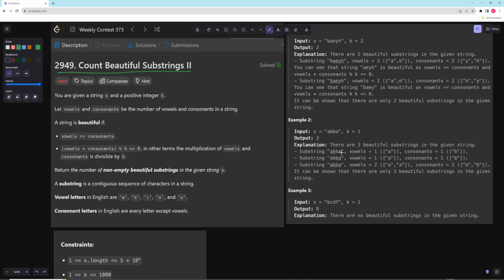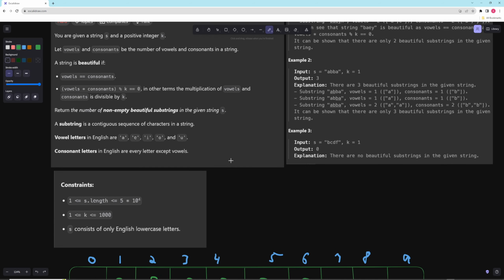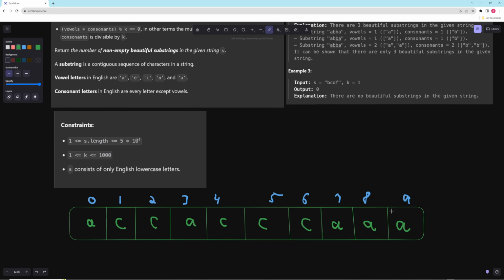Like A, B, B, A would give you the same answer as A, C, C, A. Okay. So what I've done in the beginning is we're just going to have a string with only A's and C's because it doesn't really matter which characters they are. We're basically grouping it into vowels and consonants. So here we have a string, 10 letters of A's and C's.